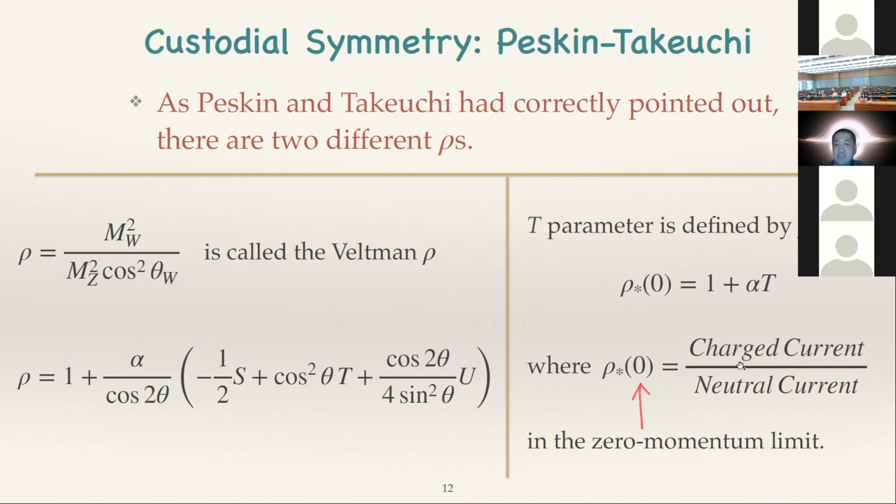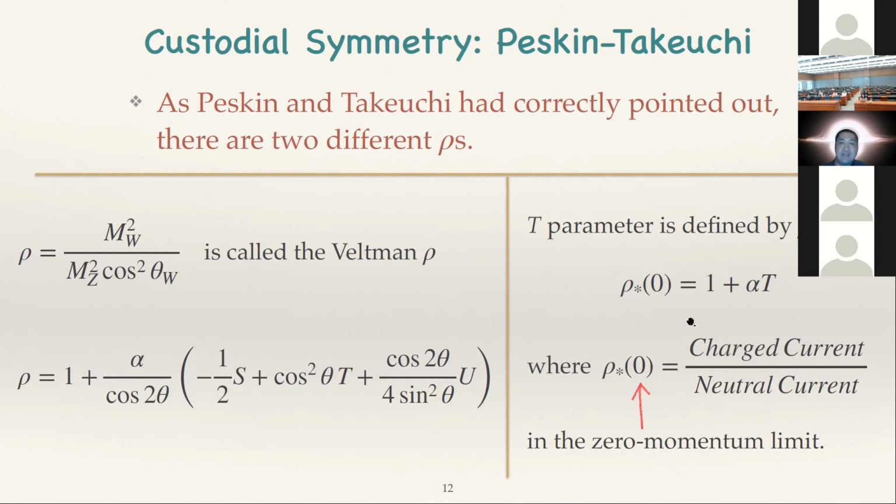It's defined as the charge current over the neutral current in the zero-momentum limit. So you see, that's a different definition from this M_W over M_Z, which is called the Veltman rho. This rho star 0 is a different quantity. So there's a tale of two rhos.